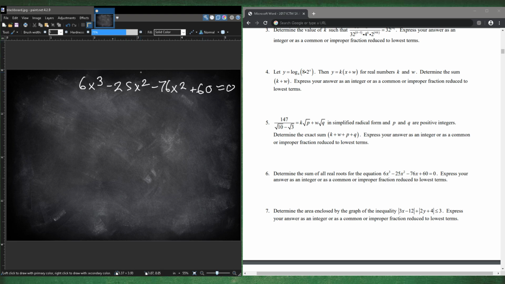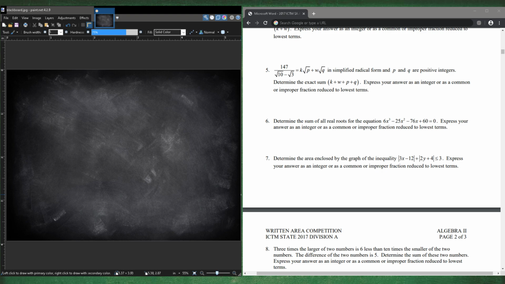Okay. So the trick to this is that you can actually just take the second coefficient, multiply by -1, and then divide by the first coefficient. So that will always be the sum of the real roots. So it's just -1 times -25, because that's your second, and then divide by your first, which is 6. So that's 25 over 6. And that should be your answer for number 6. It should just be that simple. It's just a really neat trick.